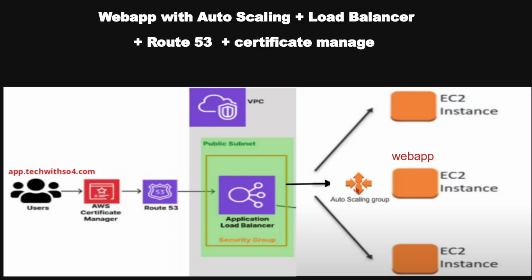Now, if we go back to our diagram here, let's recap what we've done so far. We created an auto scaling group which will take care of launching EC2 instances. We have our application load balancer, which will distribute traffic across the different servers or the instances. We requested a certificate and created a record in Route 53 for our domain name. So now we can go to the browser and type app.techwithso4.com, and then we'll be able to access our web application.